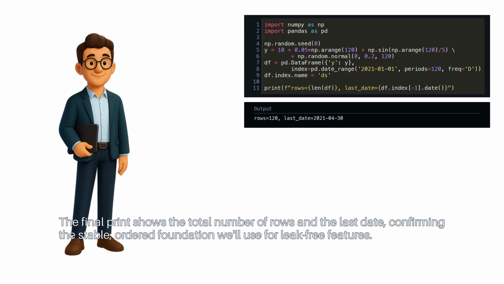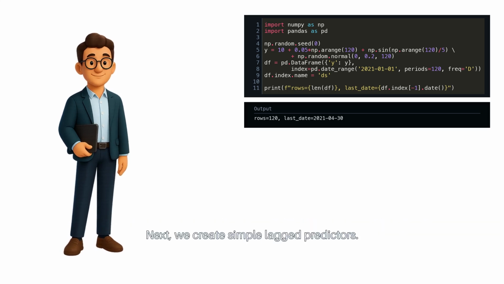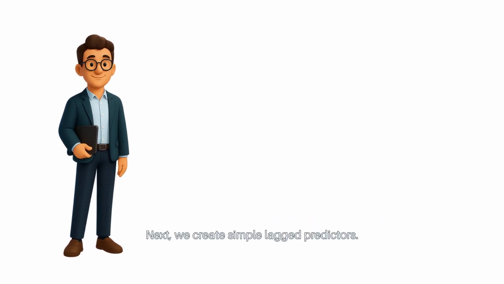The final print shows the total number of rows and the last date, confirming the stable, ordered foundation we'll use for leak-free features. Next, we create simple, lagged predictors.